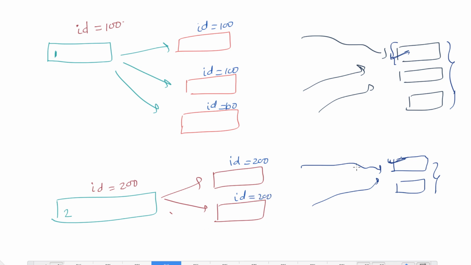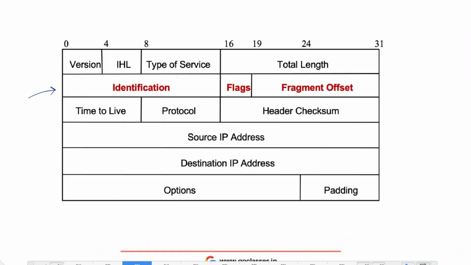Now once these 5 packets are received at the destination, it will just check the ID number. Based on the ID number, it can tell that these 3 packets belong to the same ID number, which means they belong to the same original packet, and these 2 packets belong to the same ID number, which means they belong to the same original packet. So based on that, it can reassemble the packets. So there is one field called the identification number, which helps us determine which packets belong to the same original packet, right?